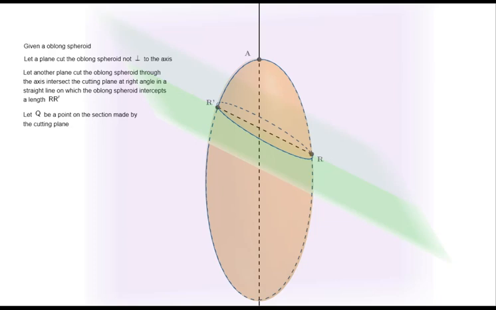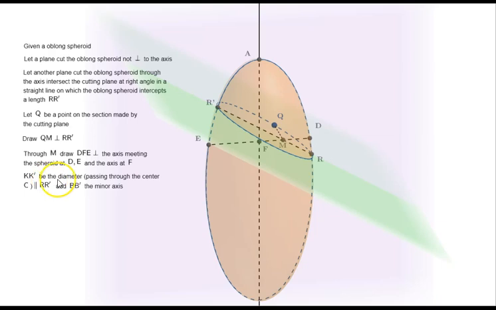Let Q be a point on the section. Draw QM perpendicular to RR prime. Through M, draw DFE perpendicular to the axis, meeting the spheroid at D and E and the axis at F. So let's draw that. Now the intersection of this DE with the axis is F.